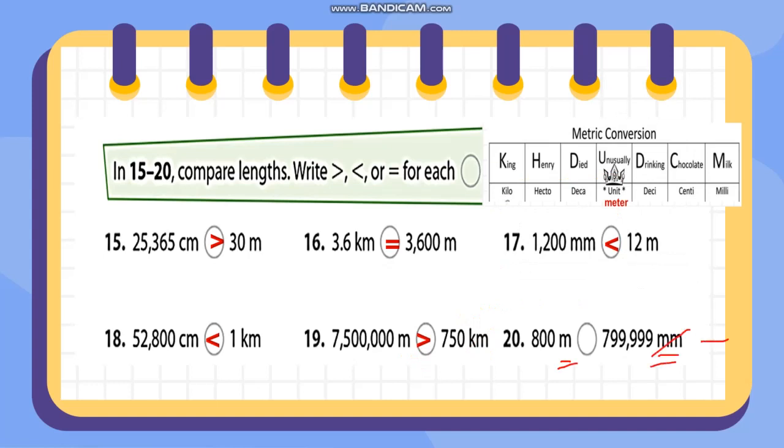And in number 20, we have meter to millimeter. So I'm going to change this into meter to make it the same. So millimeter to meter rather, 1, 2, and 3 movements, and that is from smaller to bigger unit. It means we're going to divide by 1,000. So if we're going to divide that into 1,000, you have 3 zeros. It means 3 movements. 1, 2, 3. So 799.999 compared to 800. So the bigger is 800 meter.